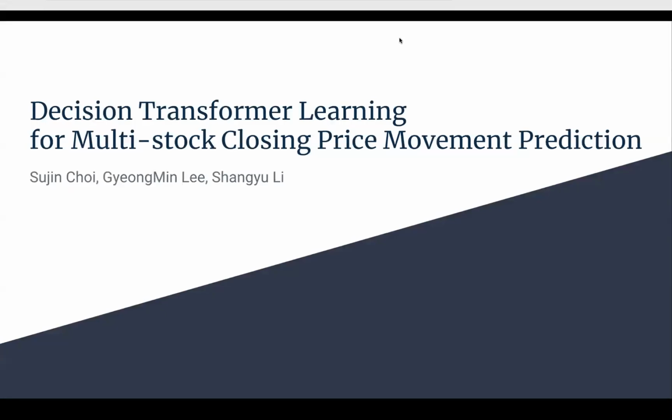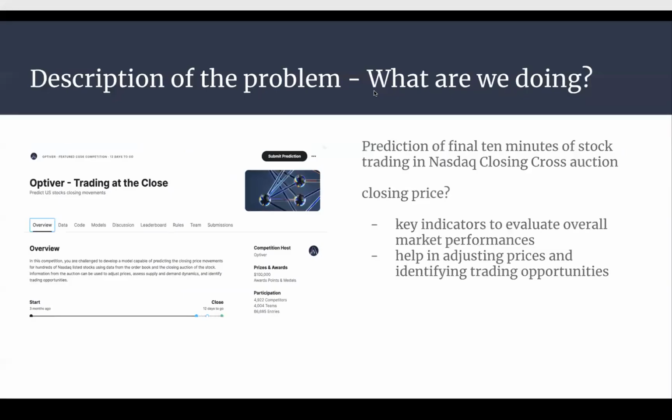Hi, we are Team 26, presenting Decision Transformer Learning for multi-stock closing price movement prediction. First, I would like to introduce what we're doing. Our project is task-oriented, where we participated in the Kaggle competition.